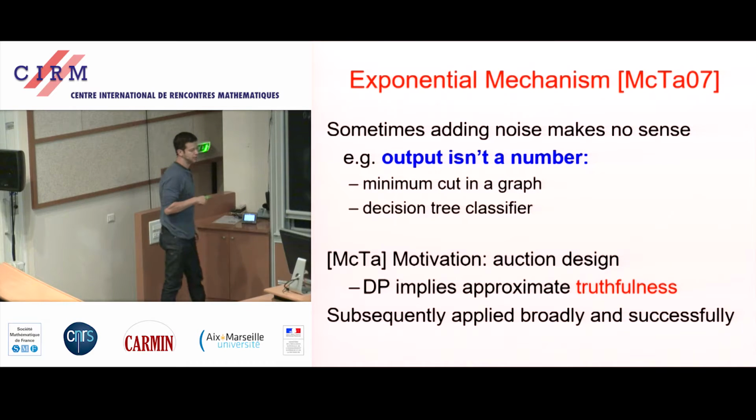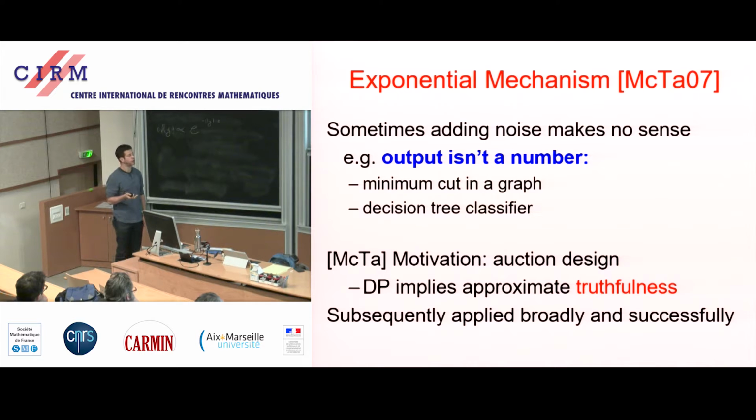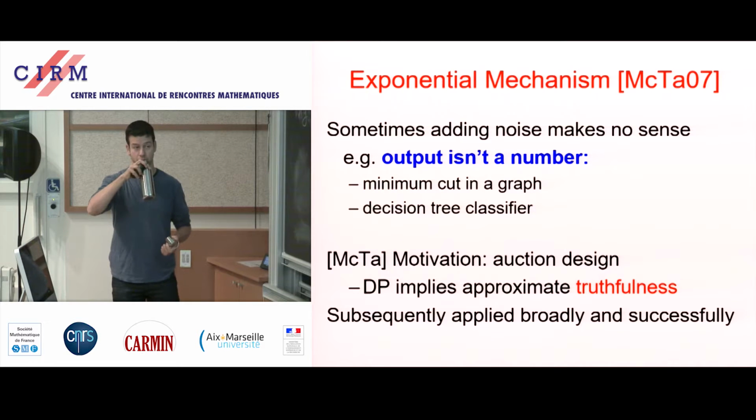In order to do that, I need to introduce another tool, the exponential mechanism, which was invented by McSherry and Talwar. Their motivation was, they weren't trying to answer queries. They were just saying that sometimes adding noise doesn't make sense. For example, if we have a query where the answer isn't a number, then it's not clear what adding noise means. Their motivation was auction design, where we have outcomes and we want to choose an outcome. They observed that differential privacy has a connection to game theory, and there's been a lot of follow-up work on that. In particular, it implies some approximate notion of truthfulness.